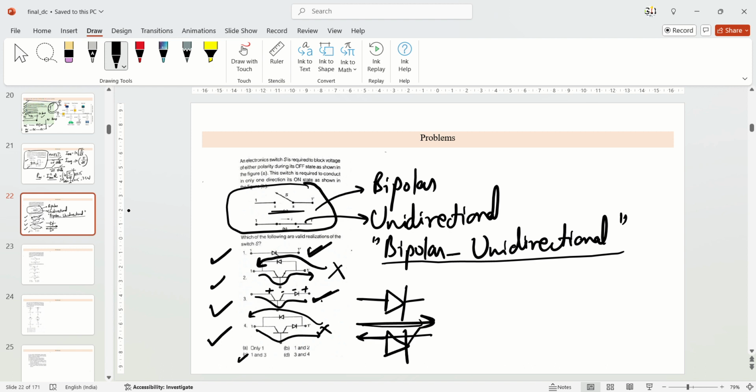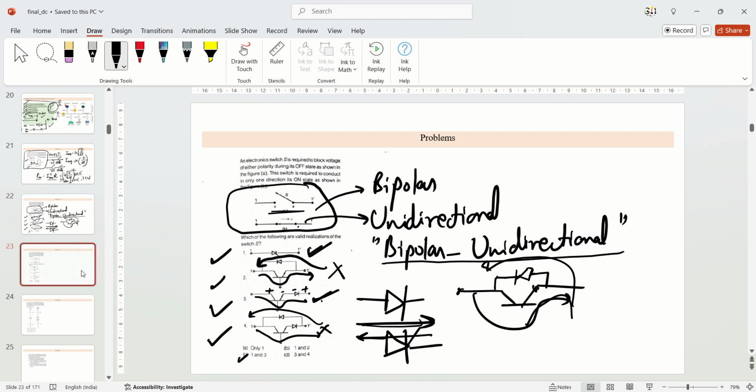Suppose if it is a thyristor, it also allows current in one direction. If it is a MOSFET, it has the inbuilt inherent body diode, so it can allow current in two directions. Okay, so this is a correct statement.